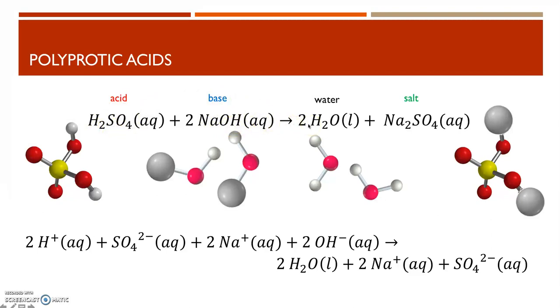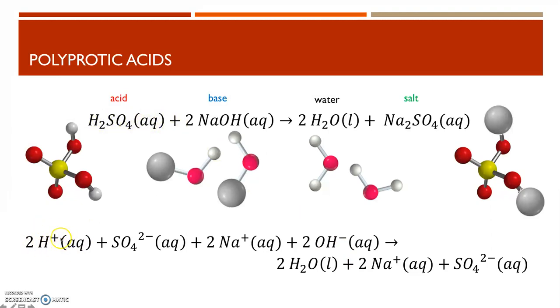Again, polyprotic acids are just like any other acid-base reaction, where you have an acid plus a base that is going to make water and salt. The only difference here is that the stoichiometry is different, which means the coefficients in this reaction are slightly different. We can write out all of the ions. If it's aqueous, it means that it's dissolving and separating in water.